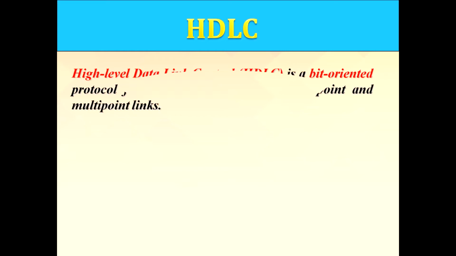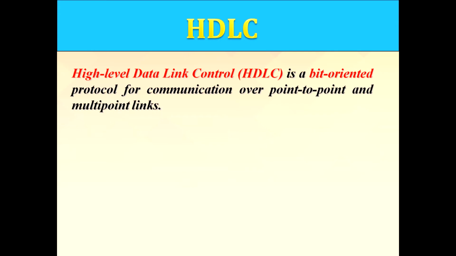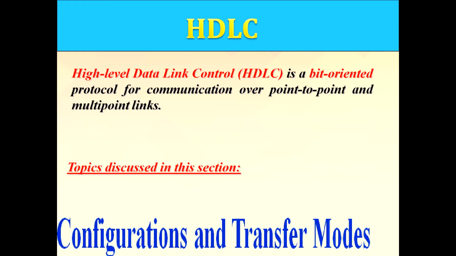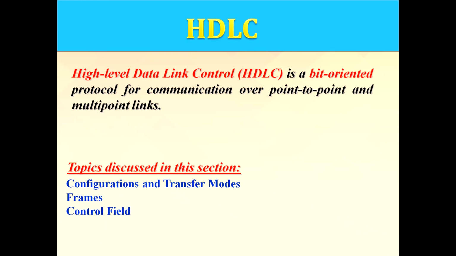HDLC is High-level Data Link Control, and it is a bit-oriented protocol for communication over point-to-point and multi-point links. We know point-to-point is a dedicated link between two devices, and multi-point means we can transfer our data to multiple devices in the same network. In this topic, we will discuss configurations and transfer modes, frames, and then control fields. Let us discuss them one by one.